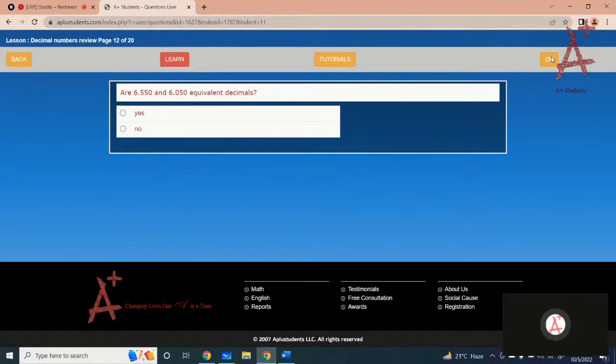Okay, are 6.550 and 6.050 equivalent decimals? Yes or no? No, they are not equal because the digits right after the decimal are different in both the numbers. Got it?